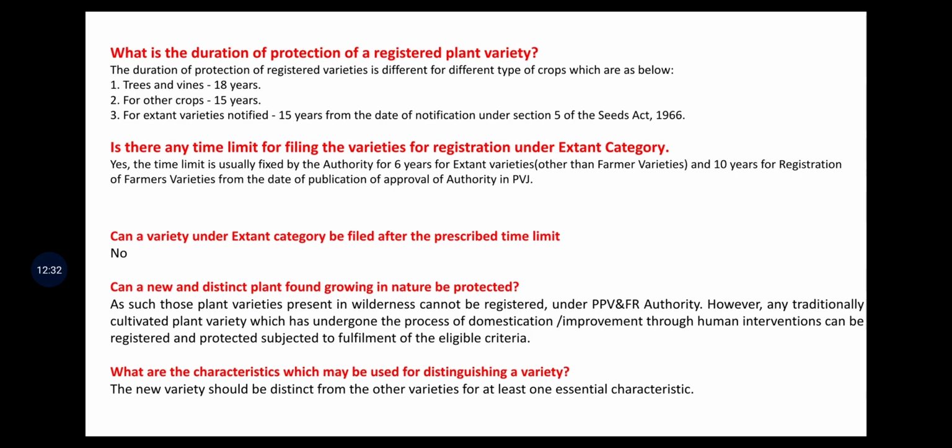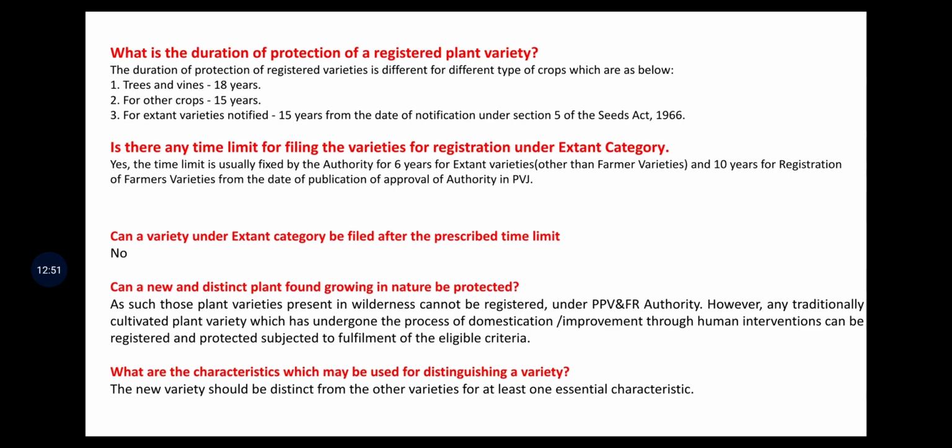Can a variety under the extant category be filed after the prescribed time limit? No. Can a new and distinct plant found growing in nature be protected? As such, those plant varieties present in the wilderness cannot be registered.